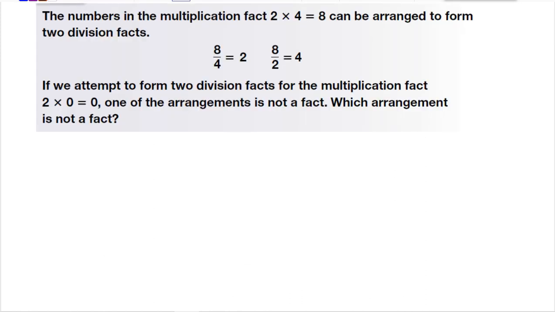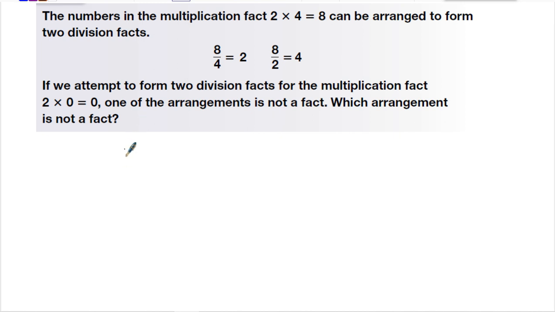Alright, so let's look at this next problem. The numbers in the multiplication fact 2 times 4 equals 8 can be arranged to form two division facts. So 8 divided by 4 equals 2, and 8 divided by 2 equals 4. If we attempt to form two division facts for the multiplication fact 2 times 0 equals 0, one of the arrangements is not a fact. Okay, so which one is it?